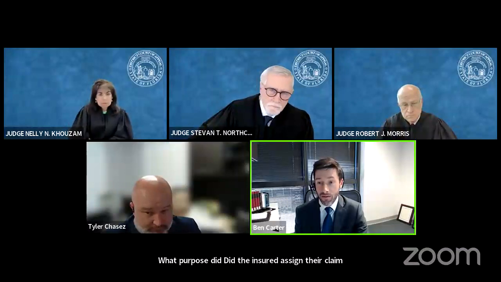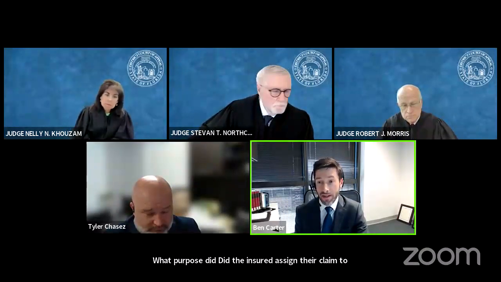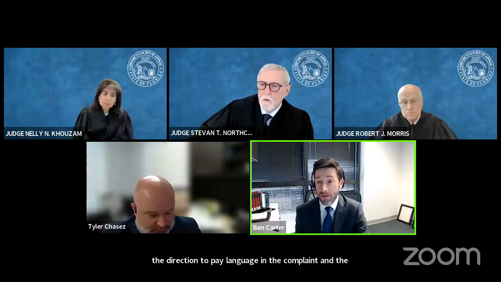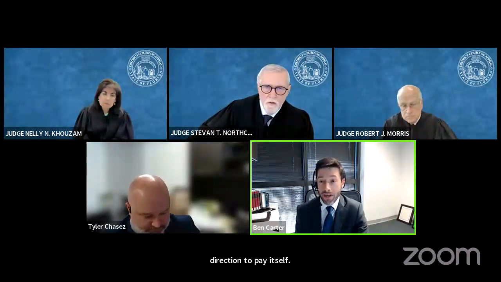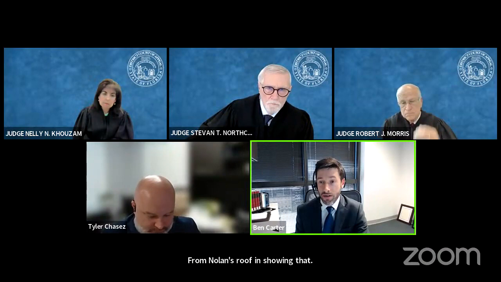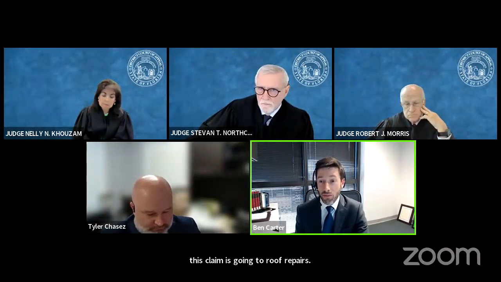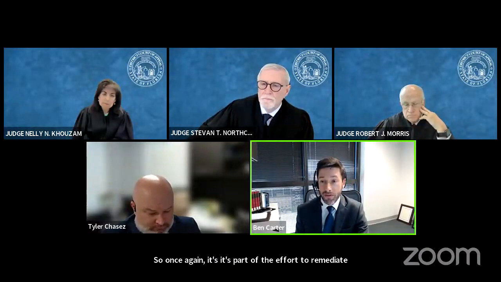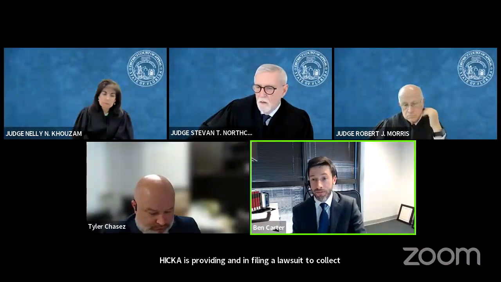But in this case, with this record, we have the direction to pay language in the complaint, in the assignment, in the acknowledgement form, and we have the direction to pay itself from Nolan's Roofing showing that the money paid out on this claim is going to roof repairs. So once again, it's part of the effort to remediate damage to the insured's property, and the services that HICA is providing in filing a lawsuit to collect those benefits are part and parcel of the homeowner's effort.